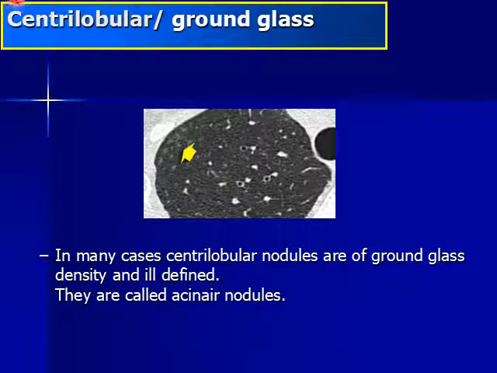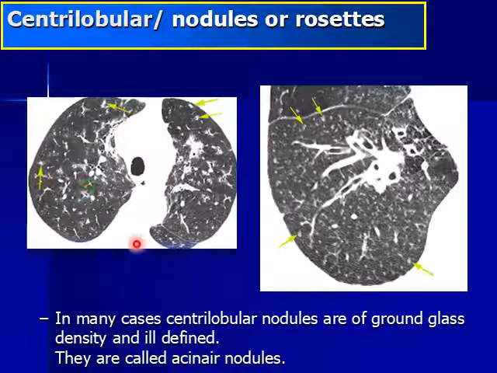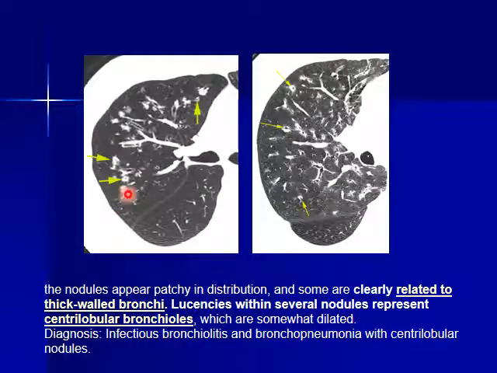Regarding centrilobular nodules, it could be of ground glass nature. It means that it is ill-defined and not that dense. It could be nodules or rosette-like this. It is more dense, definitely, more well-defined and hyperdense nodules. Sometimes the bronchiole inside these nodules may be still having air, giving this appearance of cavitation.